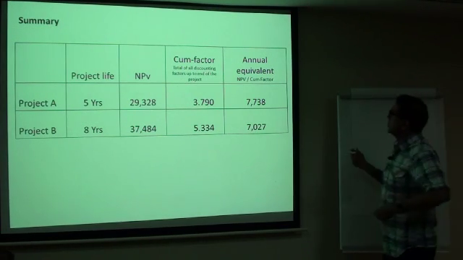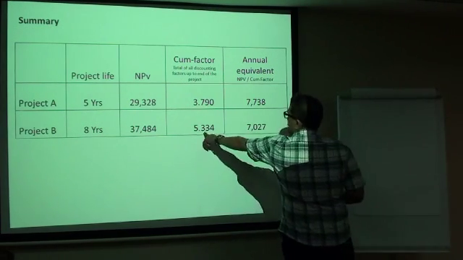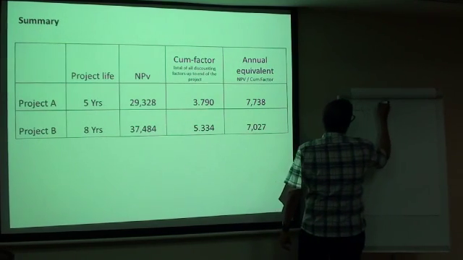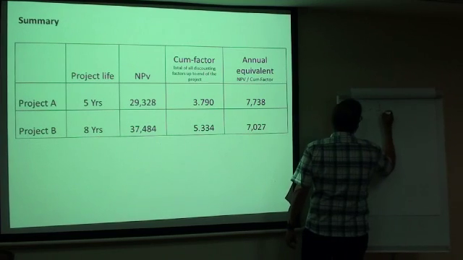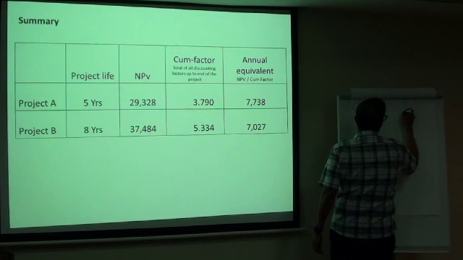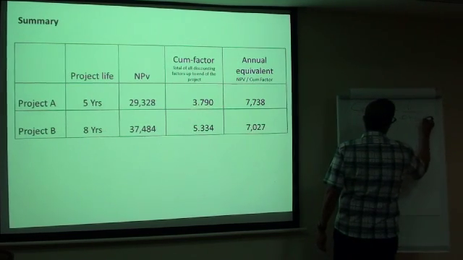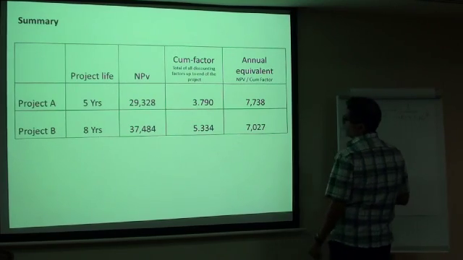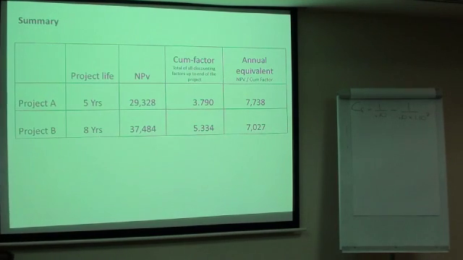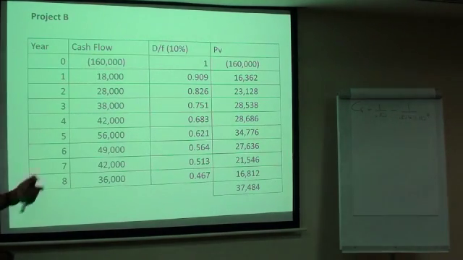Let's calculate the cumulative factor: 1 divided by 10%, cost of capital is 10%, minus 1 divided by 10% into 110. Yeah? Because our cost of capital is 10%.